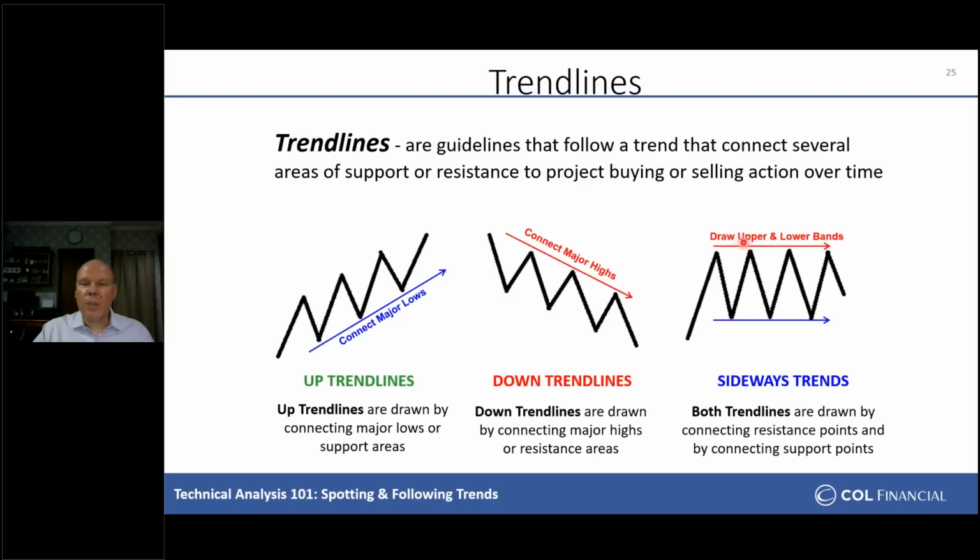In a sideways market, you will have to draw two trend lines, one on top and one on the bottom. Because you have a state of equilibrium here, where the buyer and the seller are in pretty much equal force, what you want to do in a sideways market is what we call range trading.